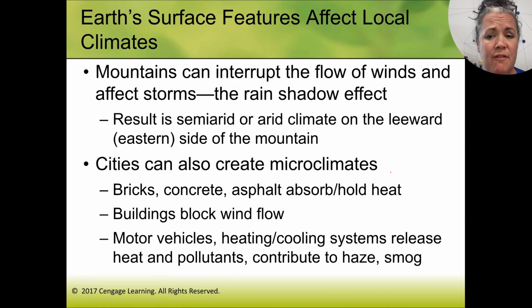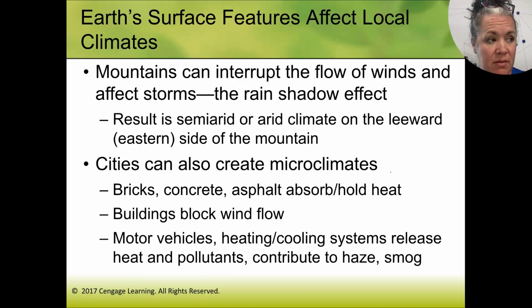And then another thing that affects climate is Earth's surface features. So this can be as big as Earth's curvature and the mountains that create some of those global wind patterns. But then we can look on a more individual scale at how biomes are distributed. They're more uneven, and it has to do with the lay of the land, the way that the land actually looks. So mountains can interrupt the flow of winds. They can affect where storms go. And I'm going to explain what the rain shadow effect is.